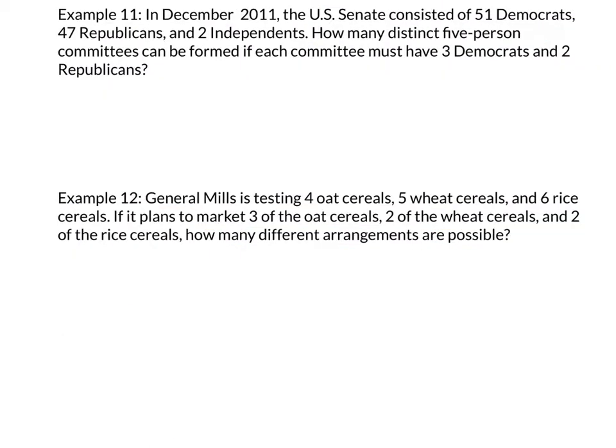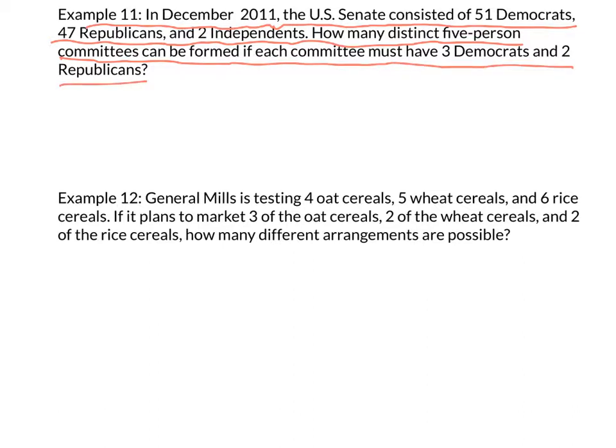For the last two examples, we're going to amp it up just a little bit more. Example 11, in December of 2011, the U.S. Senate consisted of 51 Democrats, 47 Republicans, and 2 independents. How many distinct 5-person committees can be formed if each committee must have 3 Democrats and 2 Republicans?